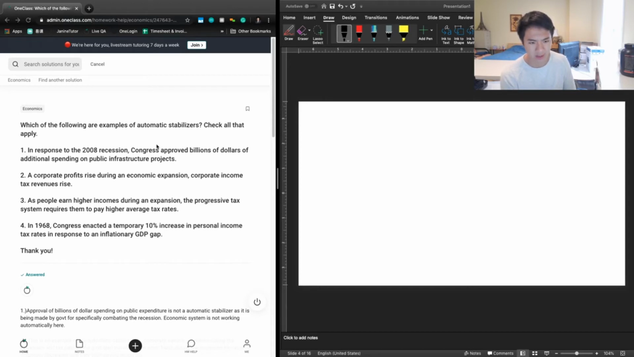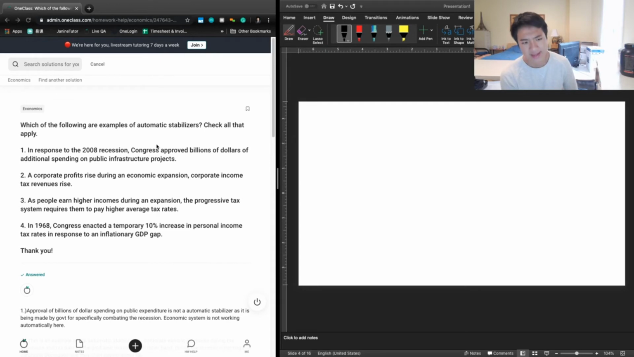As people earn higher incomes during the expansion, the progressive tax system requires them to pay higher average tax rates. And so this is an example of where during a rapidly growing economy that is probably in an expansionary gap, the progressive tax system is going to effectively cause people to pay more of their money as a percentage in taxes, which would reduce the amount of disposable income they have to spend in the economy. And so that is something that would slow down the economy and would act as a buffer in the event of an expansionary gap.